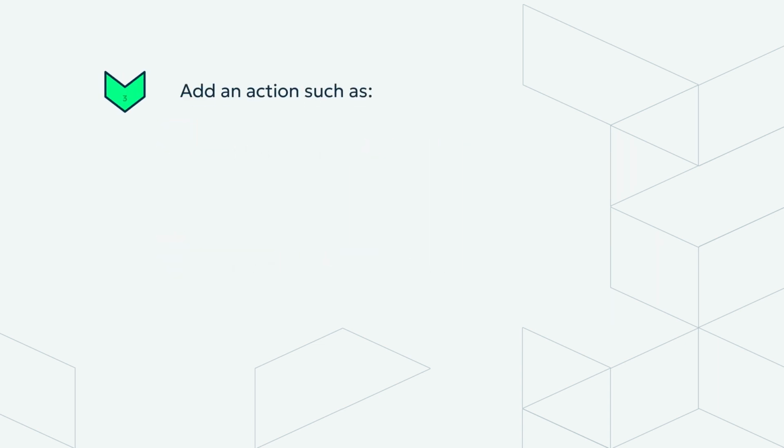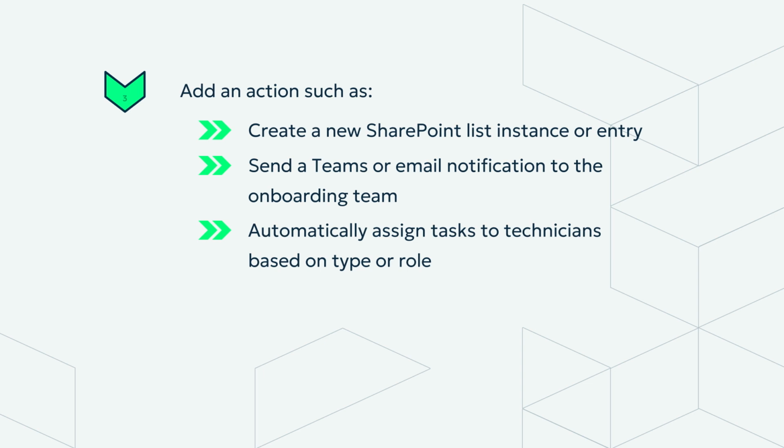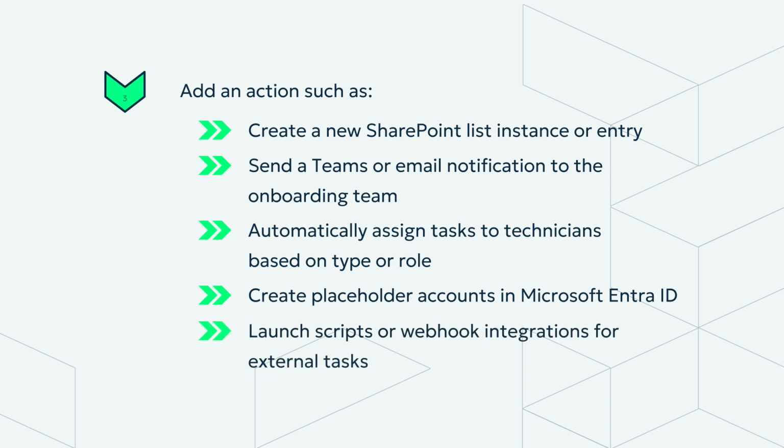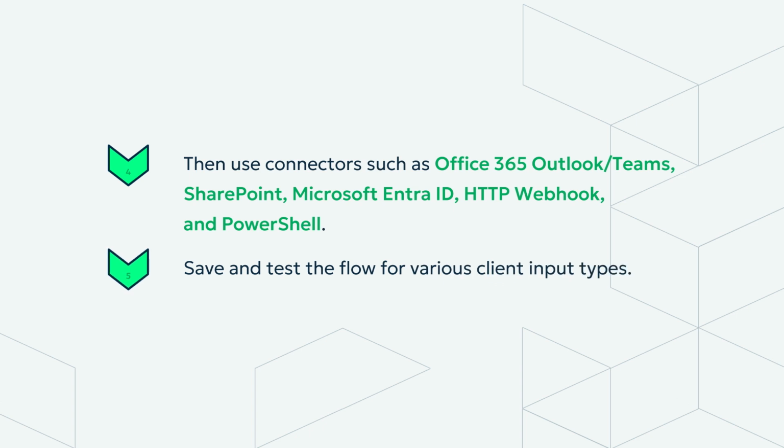Add an action such as create a new SharePoint list instance or entry, send a Teams or email notification to the onboarding team, automatically assign tasks to technicians based on type or role, create placeholder accounts in Microsoft Entra ID, or launch scripts or webhook integrations for external tasks. Then, use connectors such as Office 365 Outlook/Teams, SharePoint, Microsoft Entra ID, HTTP webhook, and PowerShell. Save and test the flow for various client input types.